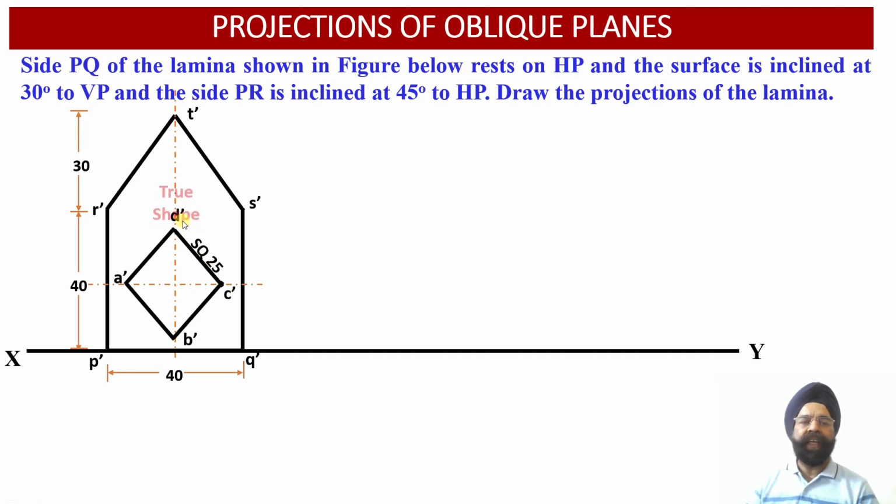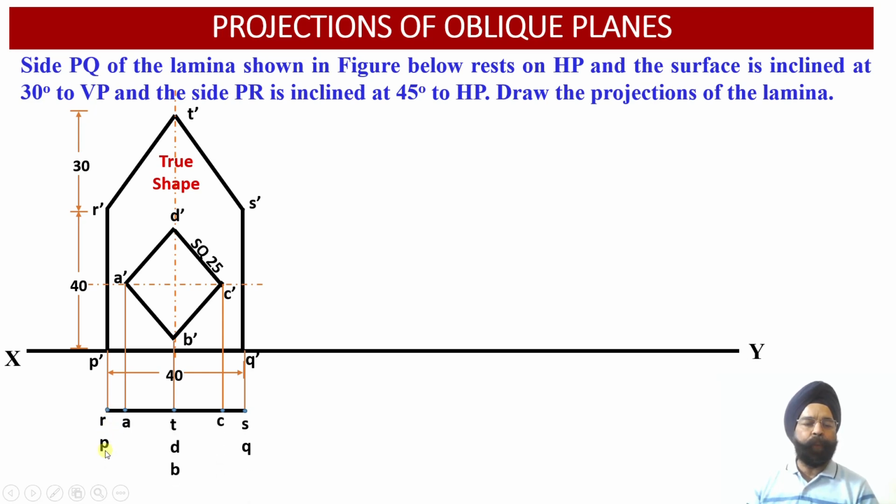Now, having obtained the true shape projections of this particular lamina onto the vertical plane in the front view projections, we have to proceed with the evaluation of the edge view, top view projections of this particular lamina. Here we have got the projections of the points R dash and P dash. They are projected as R and P in the top view projections. Similarly, point A dash will be projected as point A in the edge view projections.